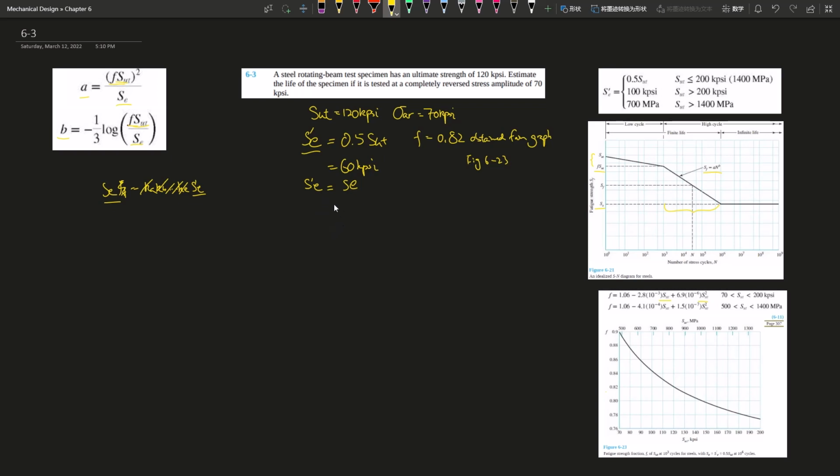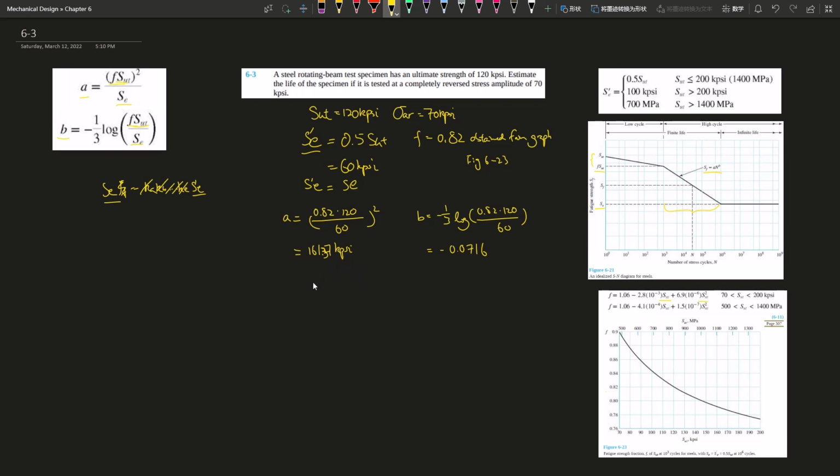Okay, so now we have everything. We just plug in. A equals (f times 120) divided by SE, which is 60, to the power of 2. And B equals negative 1 over 3 log of (f times 120 over 60), where f is 0.82. And that's it. You get A equals 161.7 kilo pounds per square inch, and B is about negative 0.0716.